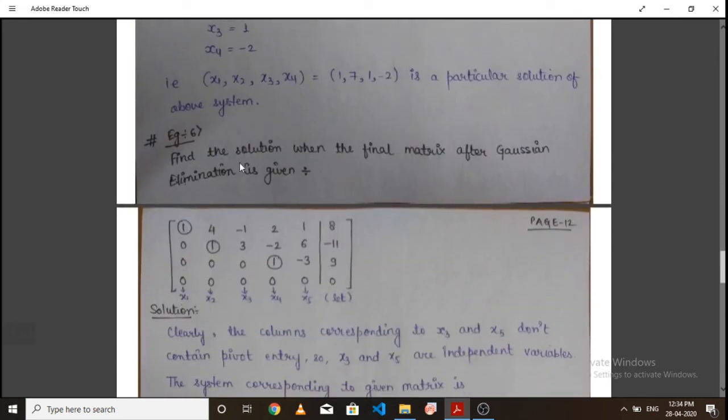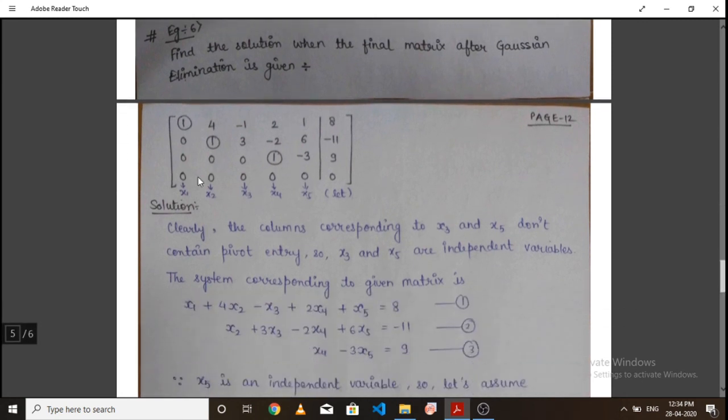Next, we have example number 6, where you have to solve the given system using the Gauss elimination method, and you are given the final augmented matrix. So first you will assume this is corresponding to x1, this to x2, this to x3, x4, x5 and so on. Now clearly the columns corresponding to x1, x2, x4 contain pivot elements, so they are dependent variables, while x3 and x5 are your independent variables. So first you have to identify them.